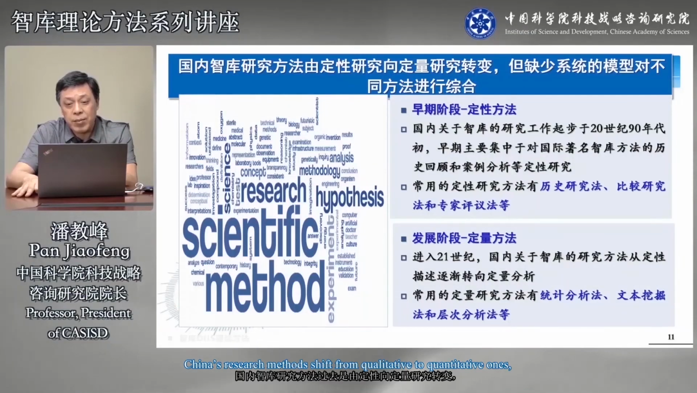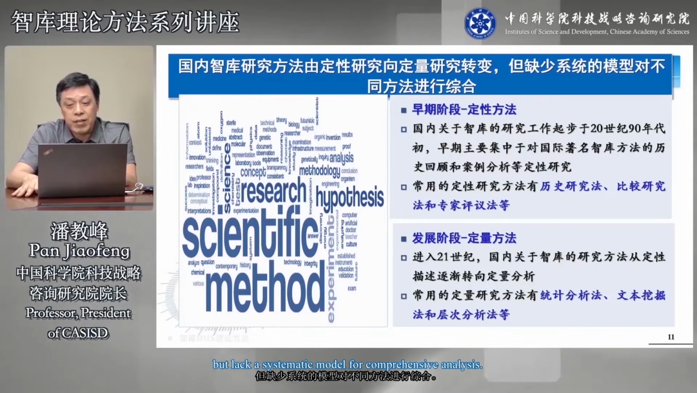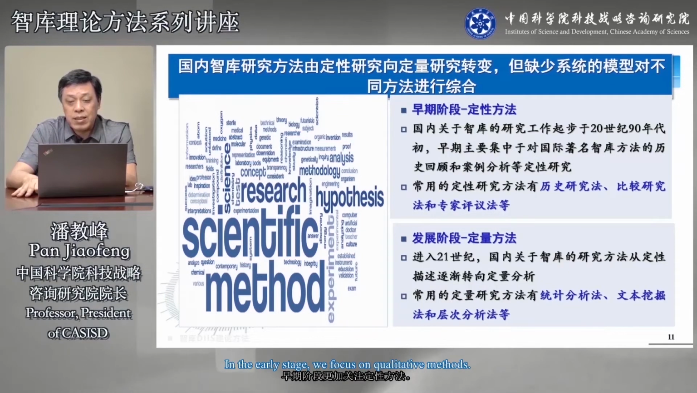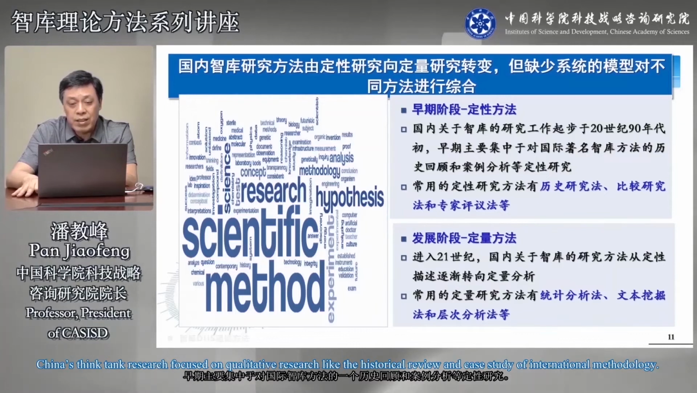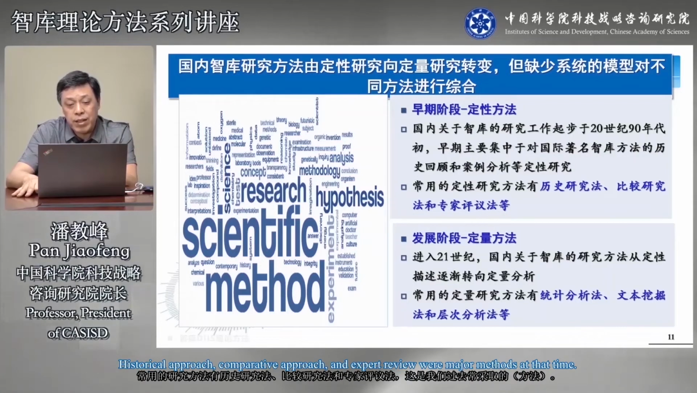China's research methods shift from qualitative to quantitative ones, but lack a systematic model for comprehensive analysis. In the early stage, we focus on qualitative methods. Starting from the 1990s, China's think tank research focused on qualitative research like the historical review and case study of the international methodology. Historical approach, comparative approach, and expert review were major methods at that time.